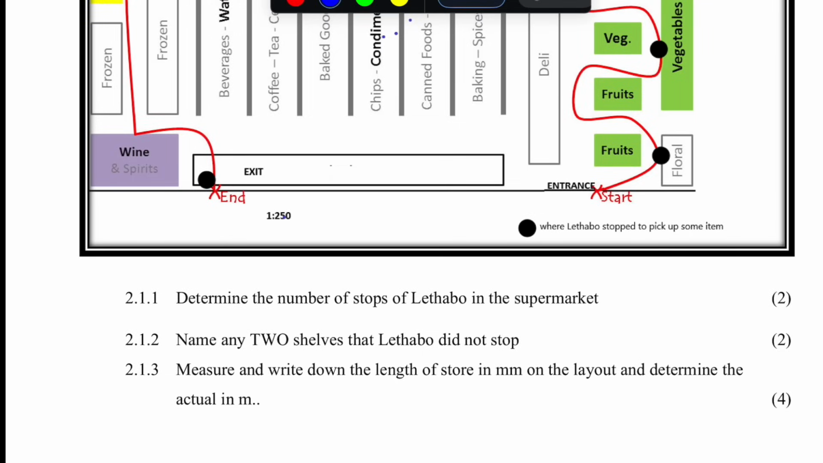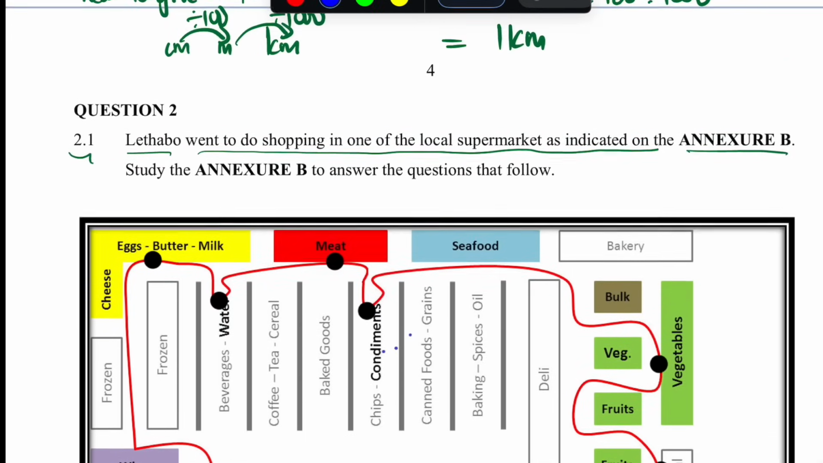That's what they do. Now in 2.1.2, it says determine the number of stops Litabo made in the supermarket. How many stops? We have to calculate the stops. We count.